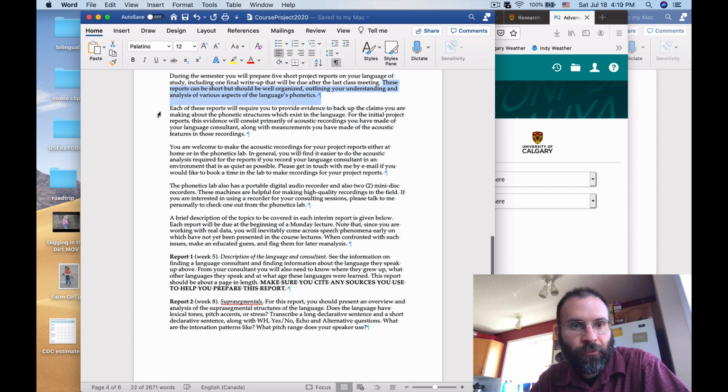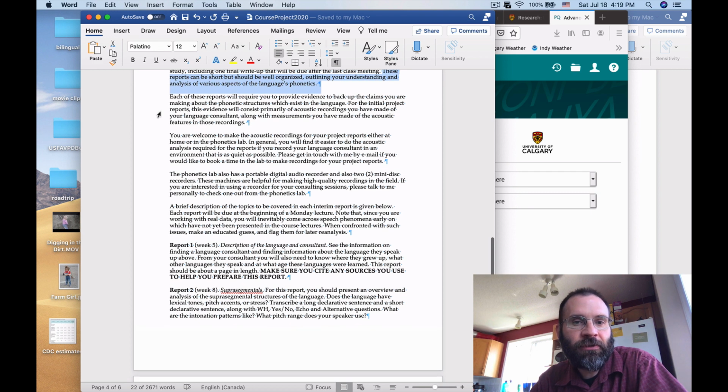For the initial project reports, this evidence will consist primarily of acoustic recordings you have made of your language consultant, along with measurements you have made of the acoustic features in those recordings. And actually, I just said initial project reports here, but basically project reports 2 through 5. Everything but the first one. So whatever the opposite of initial is there, actually.